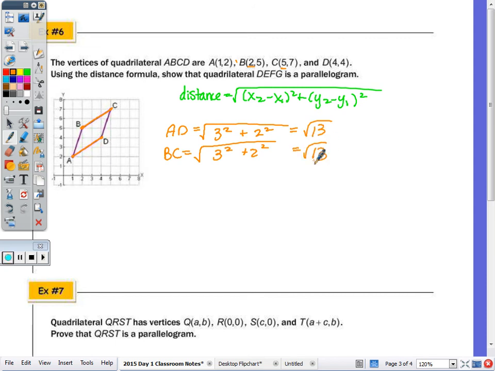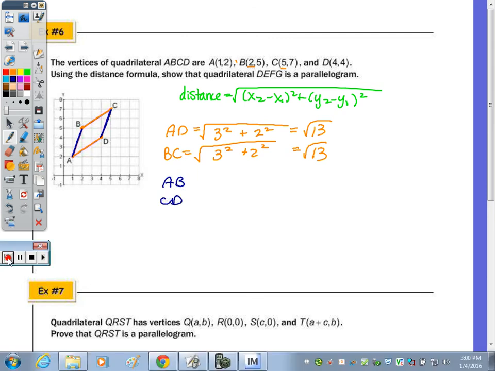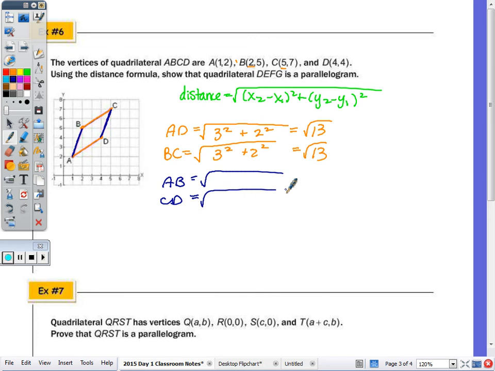You can also check your math in your triangle. You should have a squared plus b squared, over 3, up 2. You know you're good with the radical. So let's do the other one. The other one is going to be AB and CD. So AB is going to be 2 minus 1, 5 minus 2. So 2 minus 1 is 1 squared plus 5 minus 2, 3 squared. 1 plus 9 is radical 10. And then CD is 4 minus 5, which is negative 1 squared, still positive 1, and 4 minus 7, negative 3 squared, which is still square root of 10.